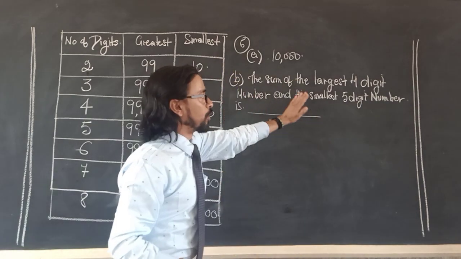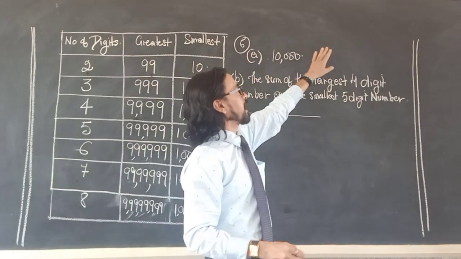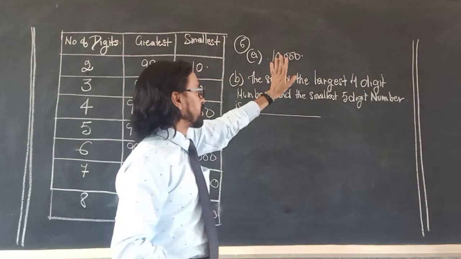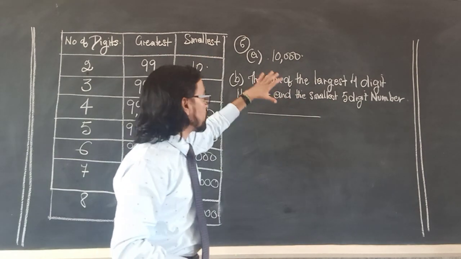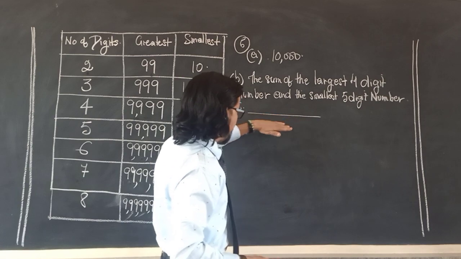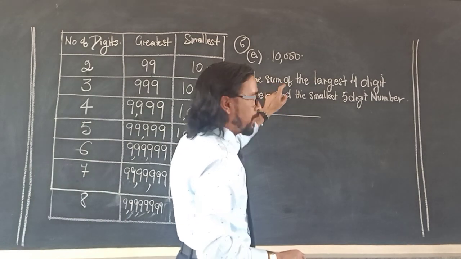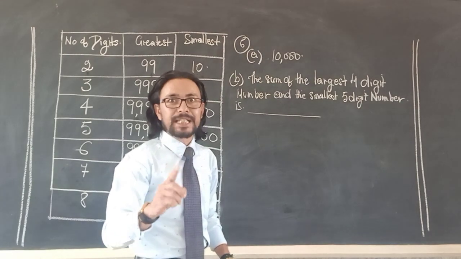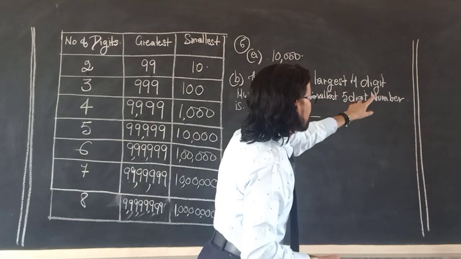So you have to write all of this. I have written it so that you do not get confused. This one you will write and put a blank and write the answer. But this I have written to show you exactly what has to be done. You have to write the statement, you have to put the blank, and then you have to do the working. So here comes the working. They've asked to find the sum. What does sum mean? Sum means add. The largest 4-digit number and the smallest 5-digit number.